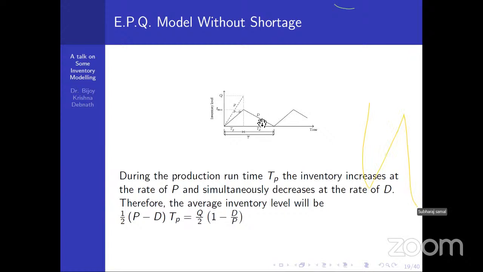Okay, and you have this time TD. After TD, your inventory becomes 0, and again you get another lot, and it rises at the rate of P minus D, and maximizes at this point. Again only demand is there. So your total time is capital T, which consists of TP plus TD. And your maximum inventory Imax is (P minus D) times TP, and the minimum is 0.